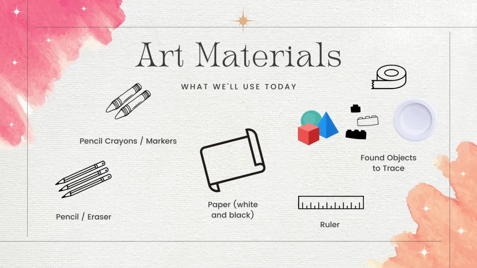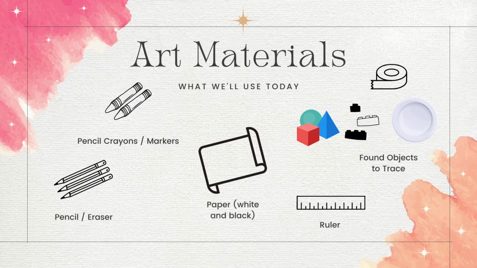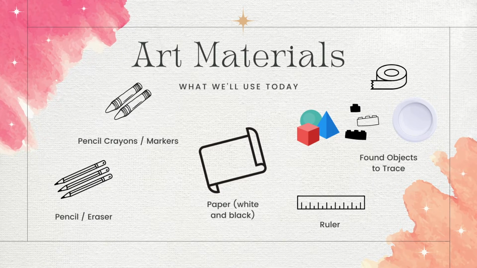All right, what are we going to need? So we're going to need pencil, crayons, and markers, a pencil and eraser, a sheet of drawing paper. It's optional if you also want to have a sheet of black paper. We're going to use a ruler to draw straight lines, and I suggest going around and finding some found objects to trace. So I've found a plastic plate, a tape roll, I found some little blocks that were hexagon shape. You could use anything around your home that you think you could trace for this project, go and collect it now.